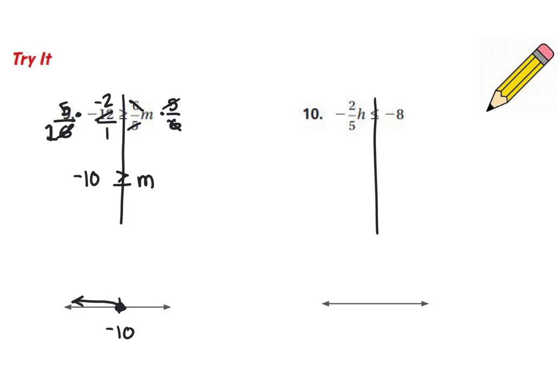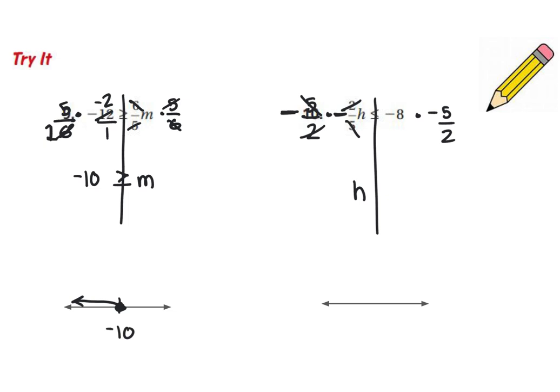And finally, for number 10, we're going to multiply by the reciprocal, which is negative 5 halves. The 5s cross simplify, the 2s cross simplify, and the negative times the negative becomes a positive. So we're just left with h.